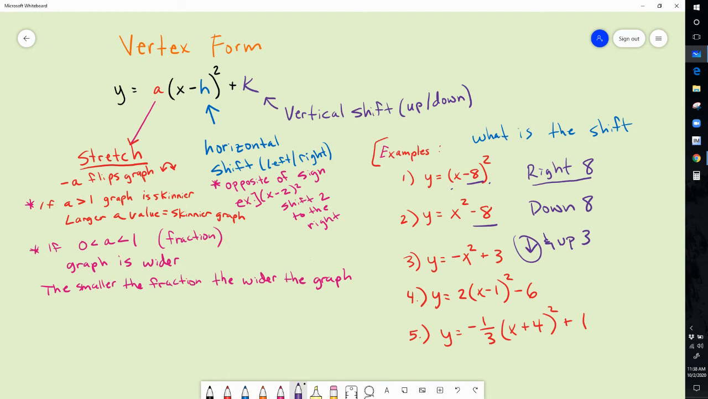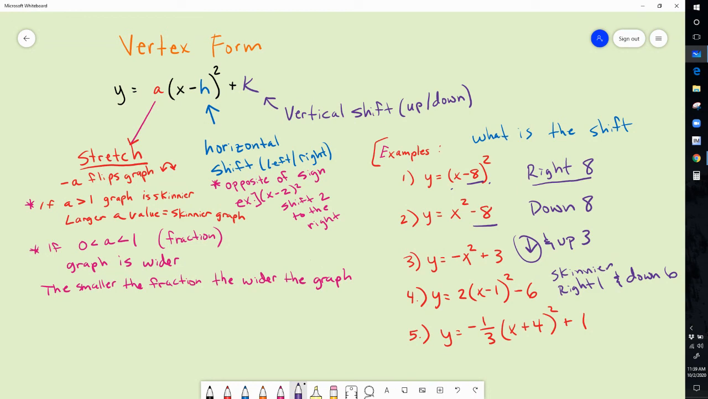This next one, my graph is skinnier. So skinnier, and also I went right 1 and down 6. You can check these in Desmos if you want. If you toss these in Desmos, you can make sure I'm not full of baloney.